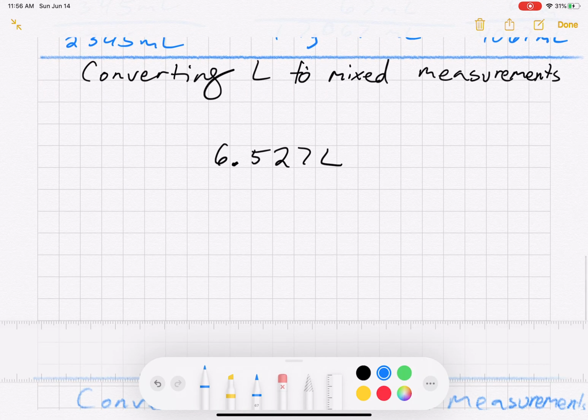So in a measurement in liters, such as 6.527, the whole part shows the liters, and the decimal part shows the milliliters. Okay, so if I wanted to just convert this, I could actually just say 6 liters and 527 milliliters, and that would be correct.